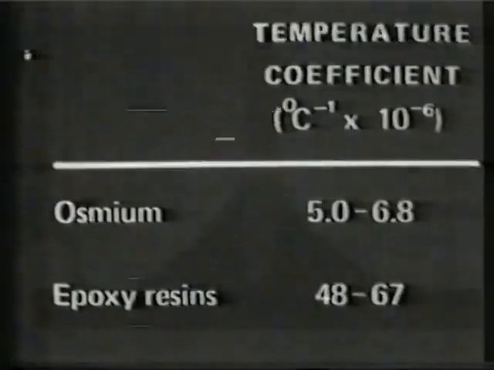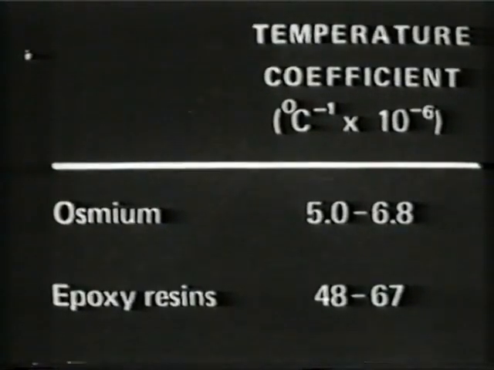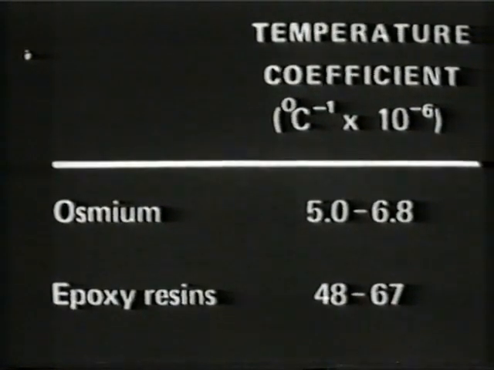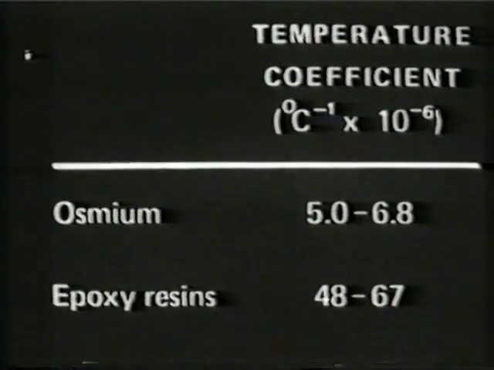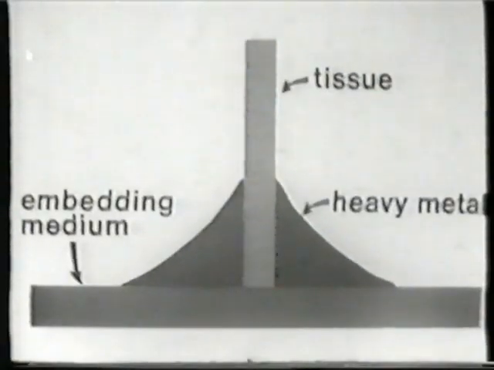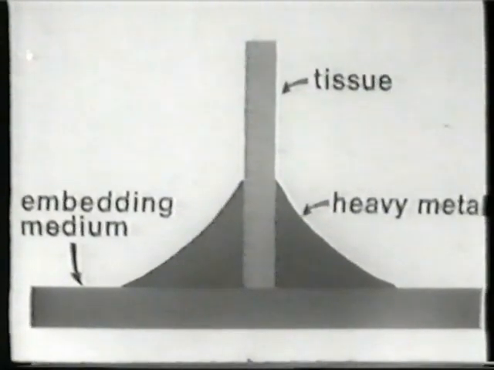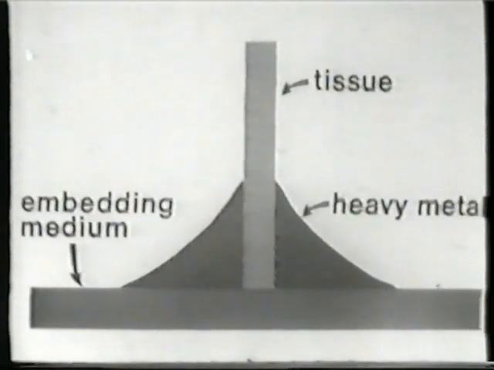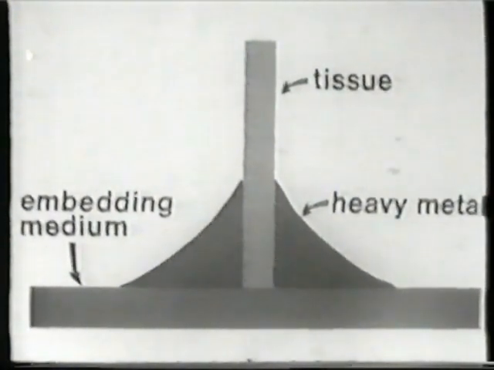Let us now look at one of these, the temperature coefficient. The figure for osmium is approximately 1/10 of that of the epoxy resins, and the temperature inside the electron microscope specimen has been measured and is several hundred degrees. Therefore, the tissue, the metal, and the embedding medium, with their vastly different coefficients of expansion, will explode if rapidly heated to high temperature, as does a piece of clay in a potter's oven if it contains air bubbles.